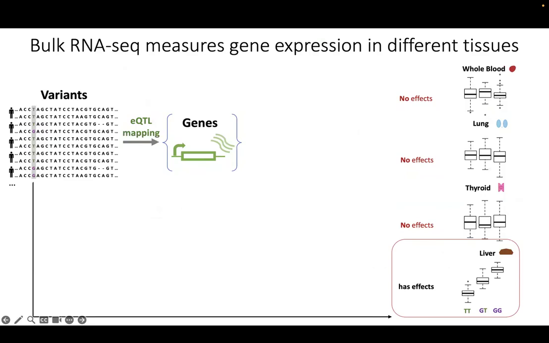So one of the key insights from bulk eQTL studies is that genetic effects on gene expression can often be tissue specific. For example, a variant may regulate a gene's expression in liver, but not in blood, lung, or thyroid. Identifying these tissue-specific eQTLs has been essential for connecting GWAS loci to the tissue context where they act.